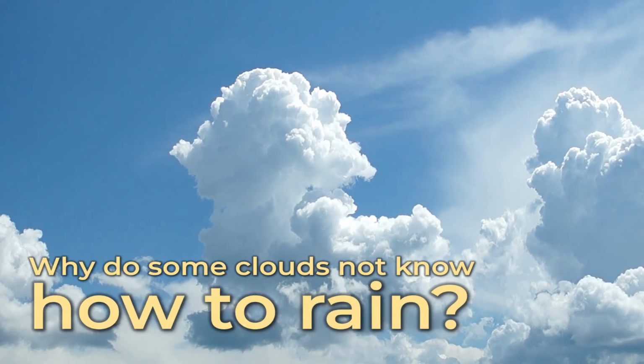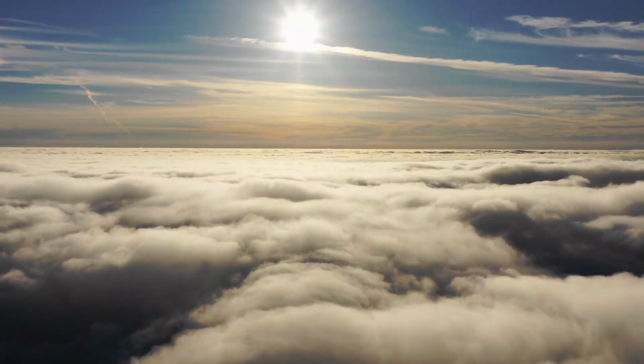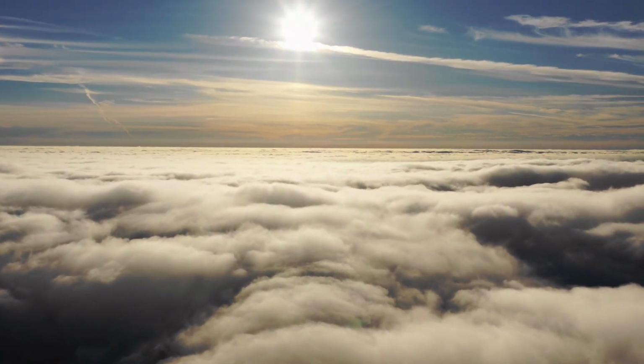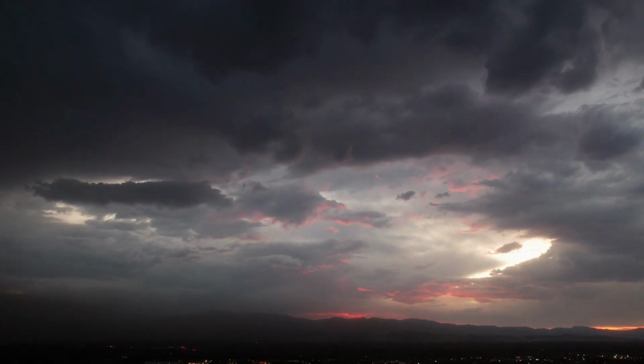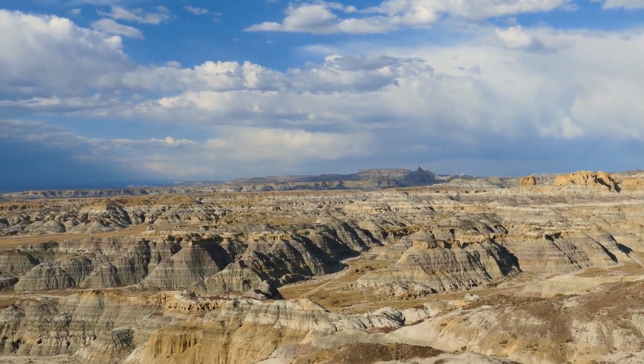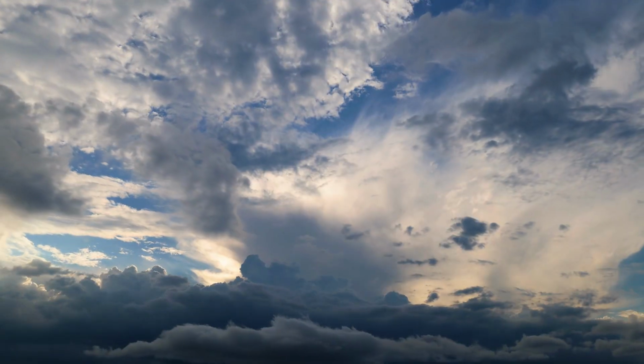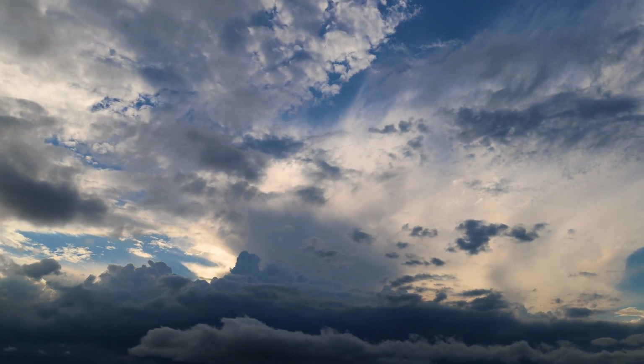Why do some clouds not know how to rain? Think about it. A cloud can be packed with water, millions of tiny droplets floating right above your head. And yet, nothing falls. No rain. No snow. Just a sky, full of wasted water.